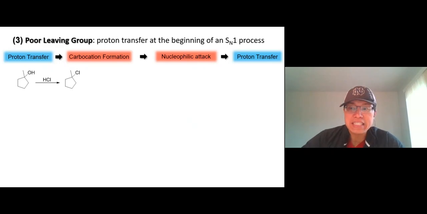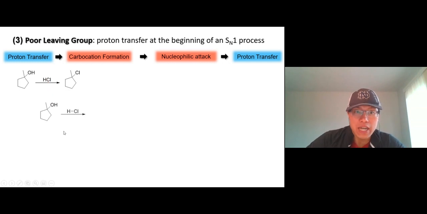All right, the next situation that you might see is if you start out with a poor leaving group. If a leaving group doesn't leave, you cannot do a substitution reaction. In this case, if you want to do a substitution reaction, we have to convert an OH, a bad leaving group, to a better leaving group. We can use any hydrohalic acid, like all the group 7, or TsCl, tosyl chloride, that works. Now, if you use hydrochloric acid, let's see what happens.